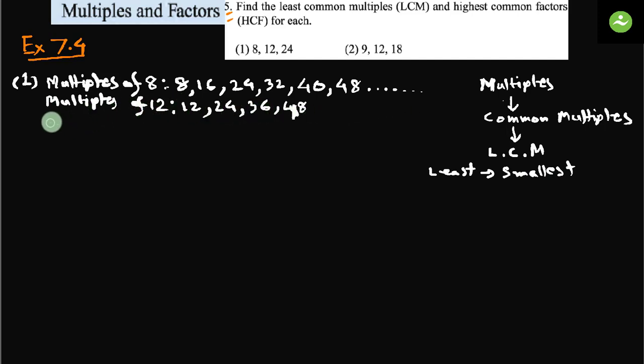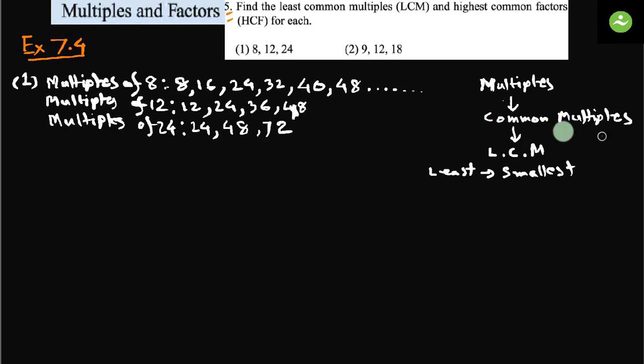Okay, now multiples of 24. Let us multiply 24 by 1 is 24. Multiply 24 by 2, 48. Multiply 24 by 3, 72. And we stop. Now we have found the multiples of these numbers.